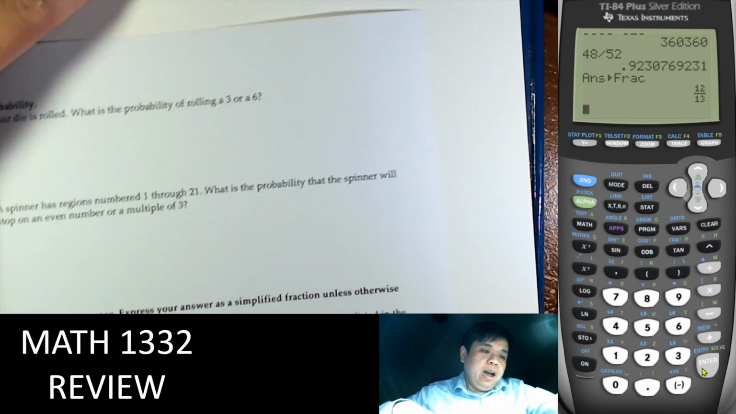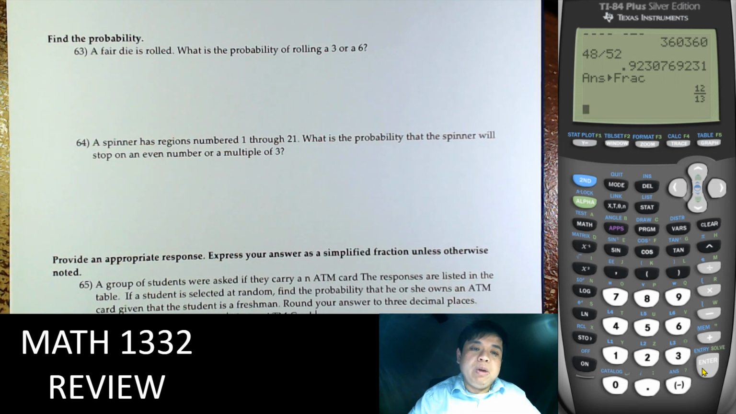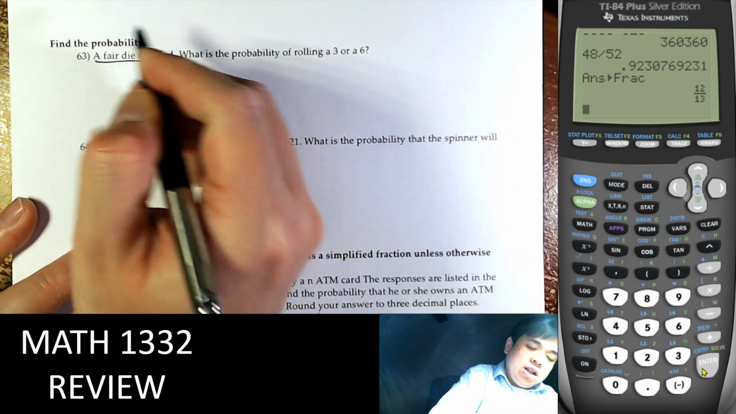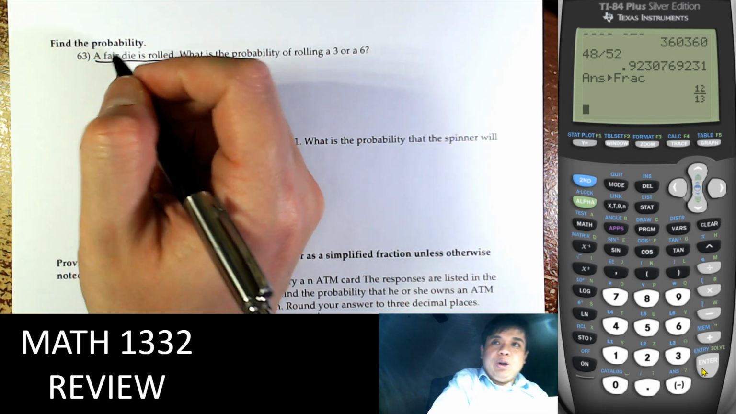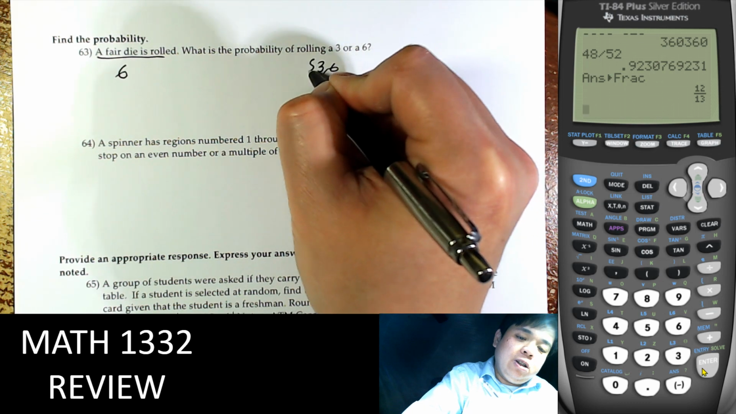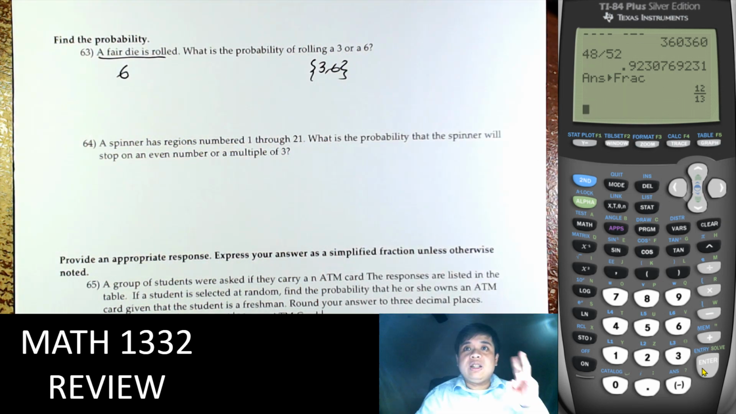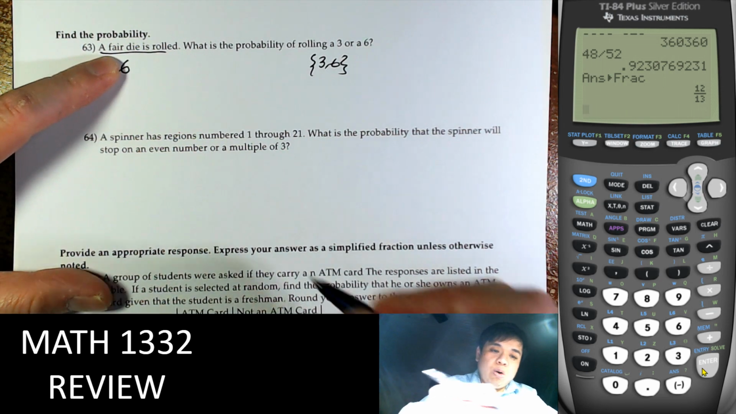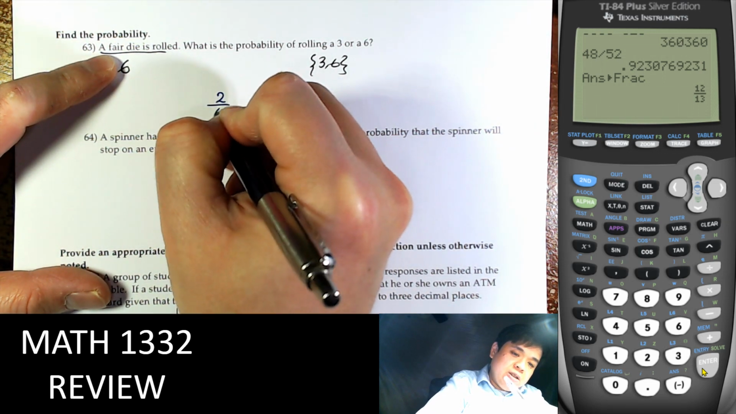Right. Now, fair dice roll. What is the probability of getting a 3 or 6? So with a fair die, there will be 6 different scenarios, 1 to 6, and out of those we have 3 or 6. There are 2 scenarios out of 6 total. So there are 2 out of 6, which is 1/3.